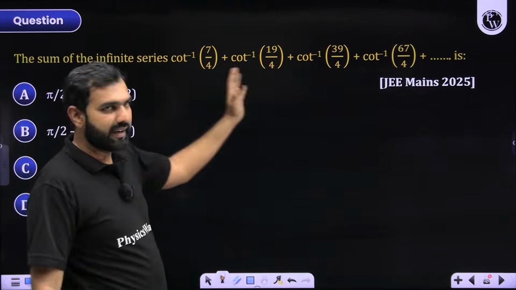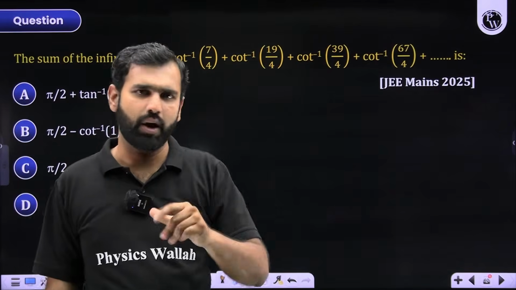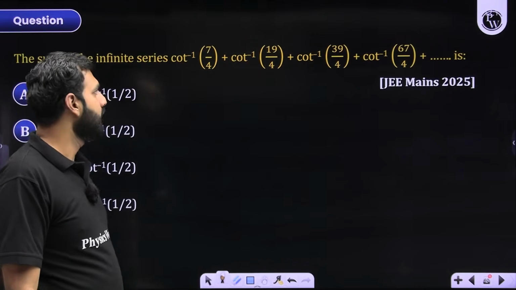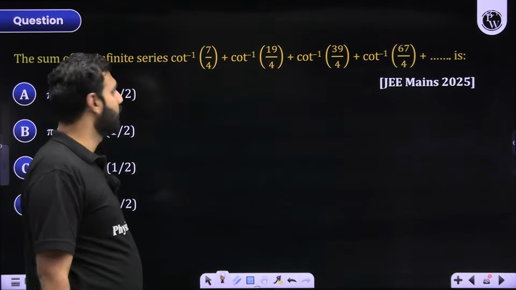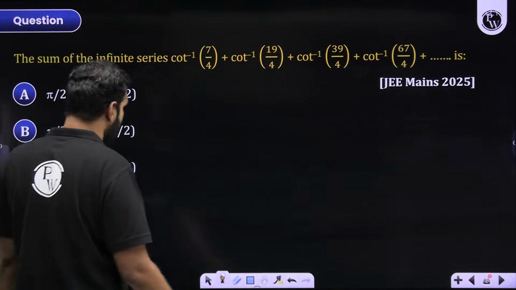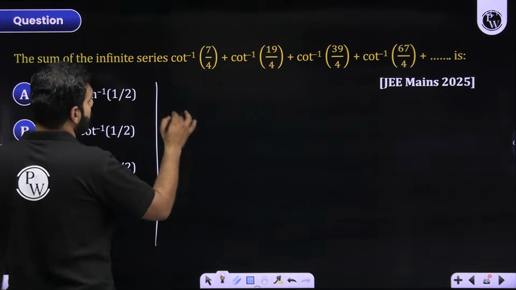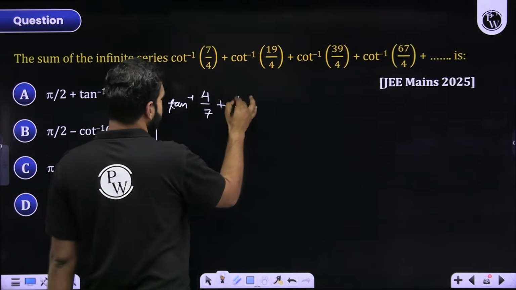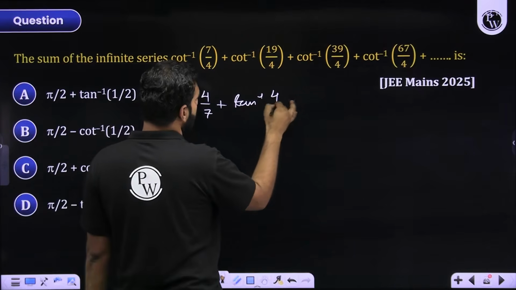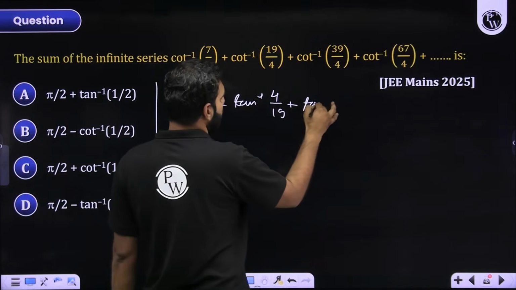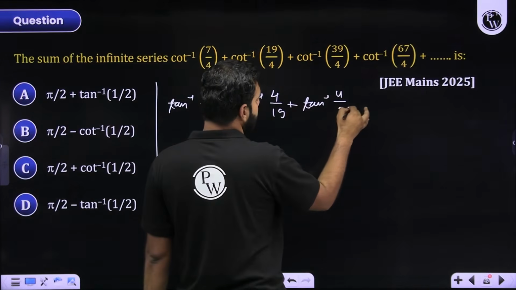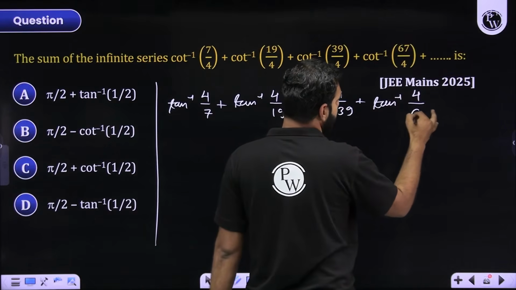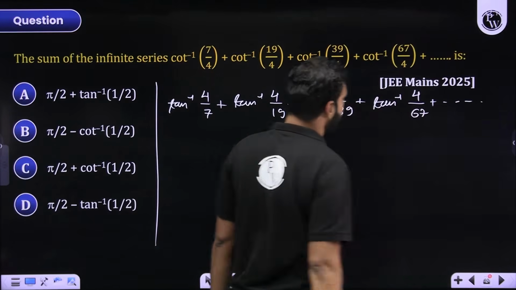So this is an infinite series and its sum is needed to be found. How do we do it? Okay. Let me first of all try to write it in a different form. So the different form will say, sir, the question can look like tan inverse of 4 by 7 plus tan inverse of 4 by 19 plus tan inverse of 4 by 39 plus tan inverse of 4 by 67. Tell me honestly, how many of you are able to get this part, that we can do it?